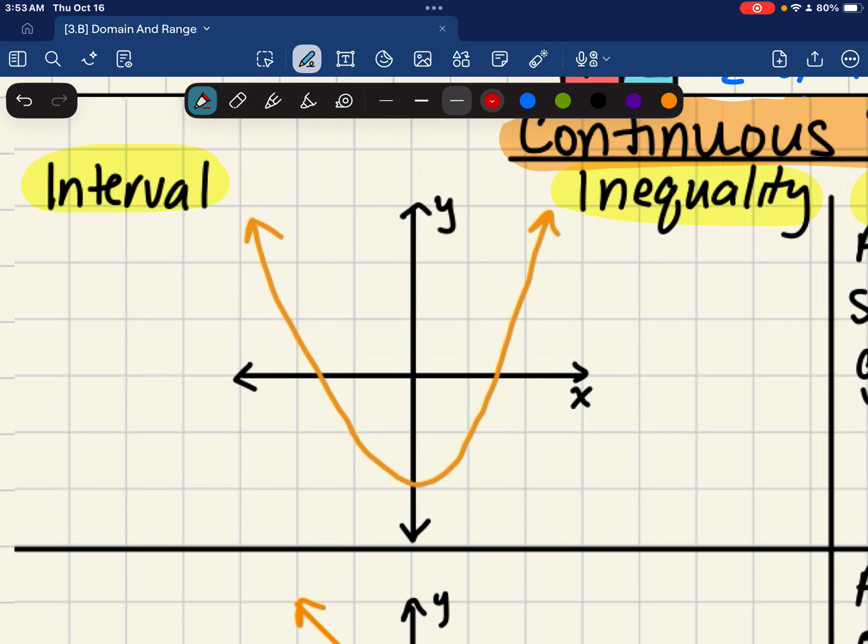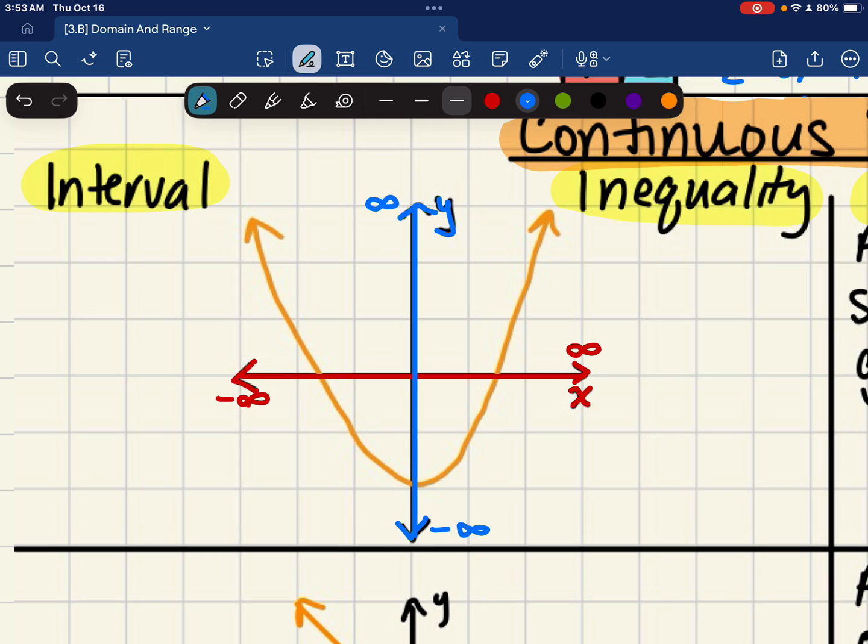So the first thing I want to remind you is that the x-axis is our domain. Okay? Now, if something goes forever to the left, we use a negative infinity to describe that. And if something goes forever to the right, I use a positive infinity to describe that. Now our y-axis is our range. Okay, so if I go down for forever, we'll call that negative infinity. And if I go up for forever, we'll call that positive infinity.